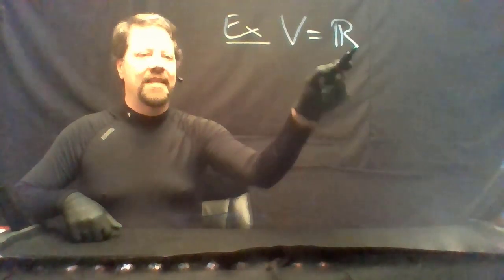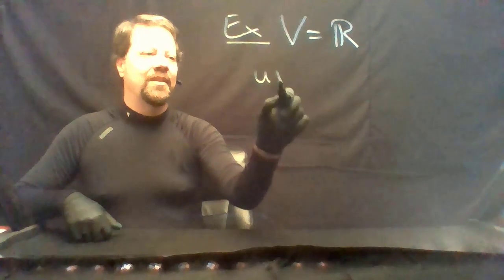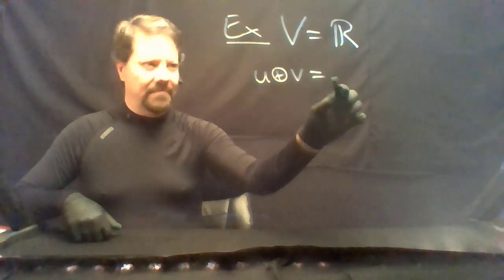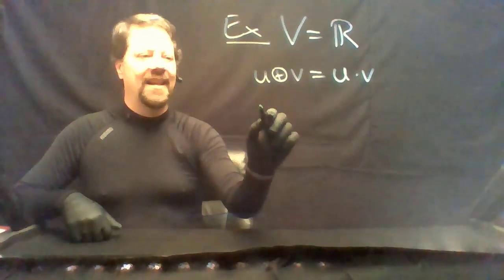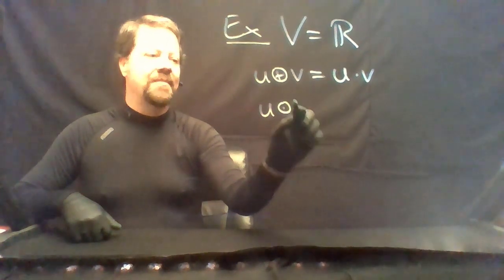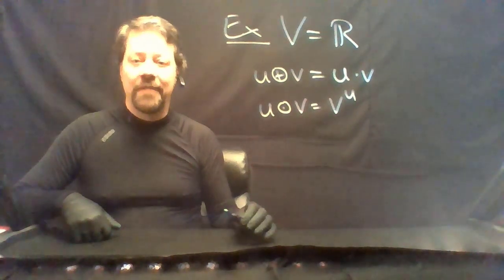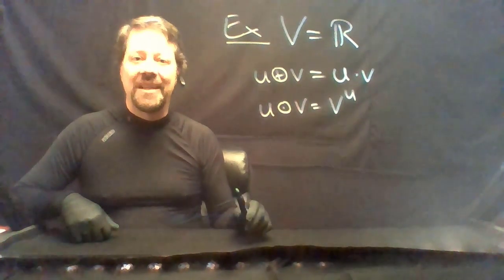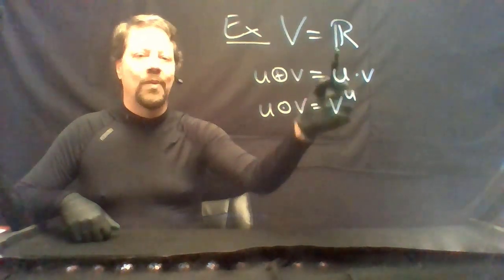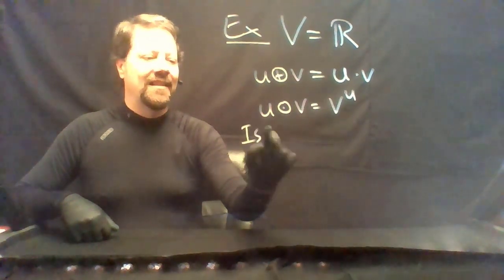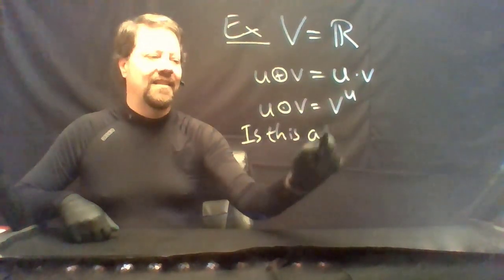Let's do another example. In the next example, let's let our set V be the set of real numbers, and we'll define U circle plus V to be U times V, and U circle times V to be V to the power of U. Now, you might think that we've done this one before, but in the example that we did earlier, we assumed that the set was the set of positive real numbers. I'm going to ask, is this a vector space?